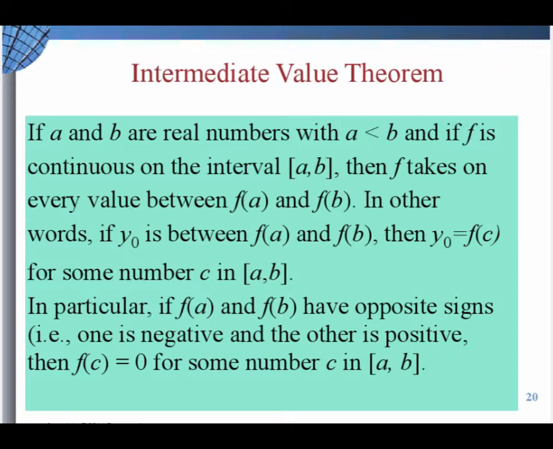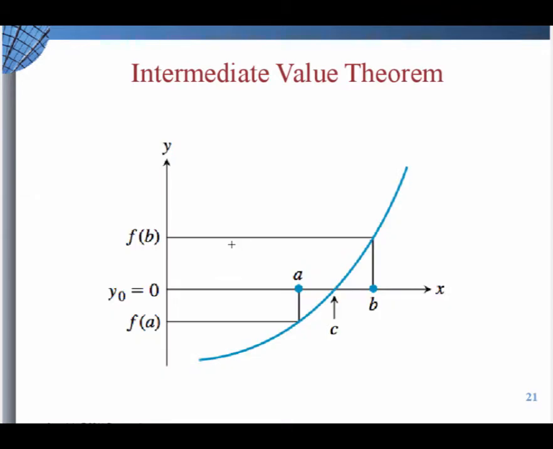If f of a were to be positive, and f of b were to be negative in this case, that means the function changes sign somewhere in the interval a to b. And in order for a sign change to occur, the value of the function has to assume the value of 0. So we can narrow down where zeros are for a function if we observe the behavior of that function. Here's what that would look like graphically.